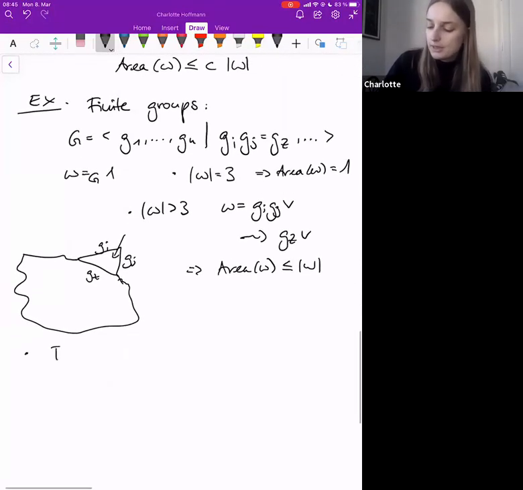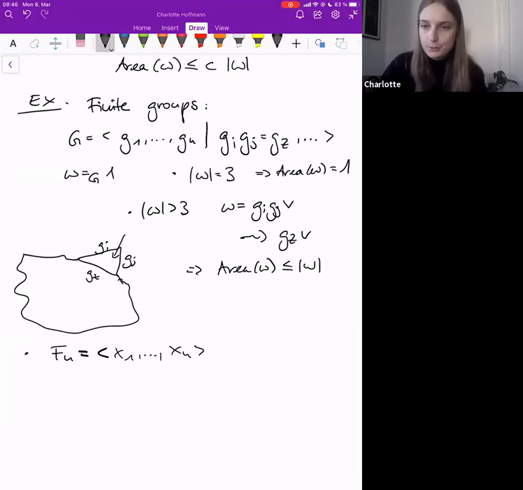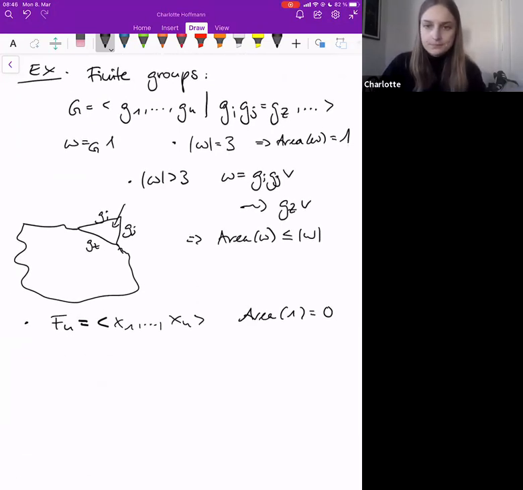Okay, another example are finitely generated free groups. But you see the only word that is equal to 1 in G is of course only the empty word, and the area of it is 0. So this is another example. Okay, and we will see more examples later in the talk. But first, let's see some non-examples.